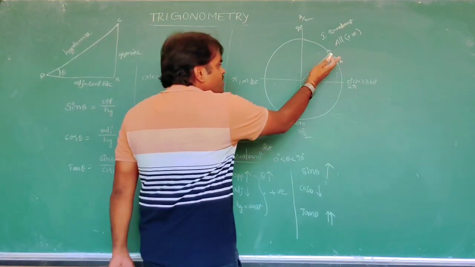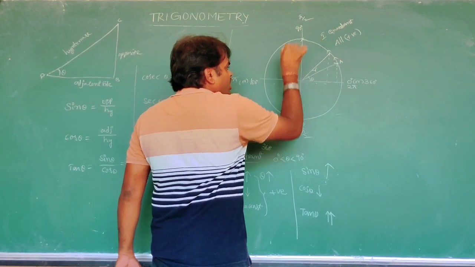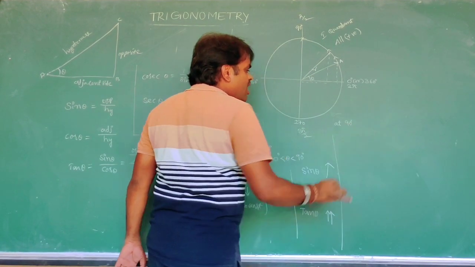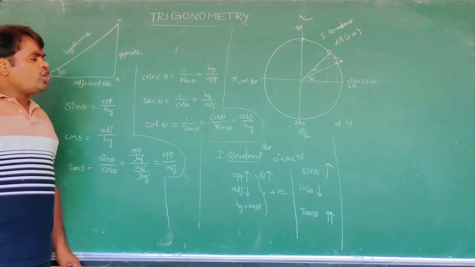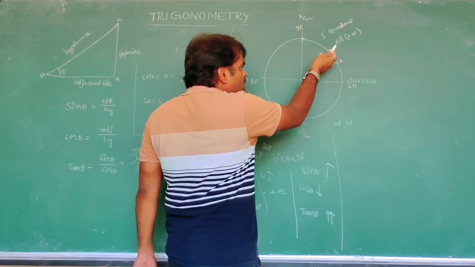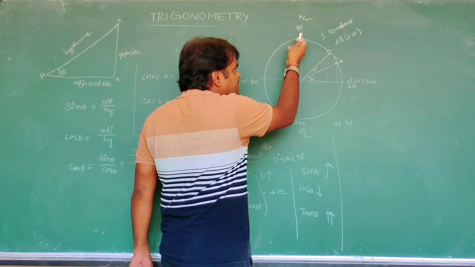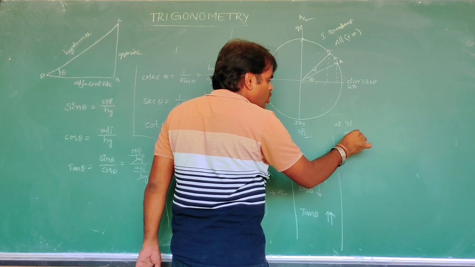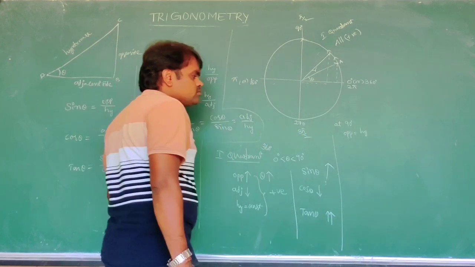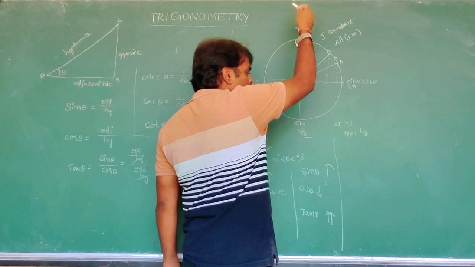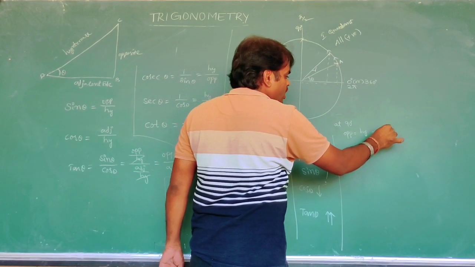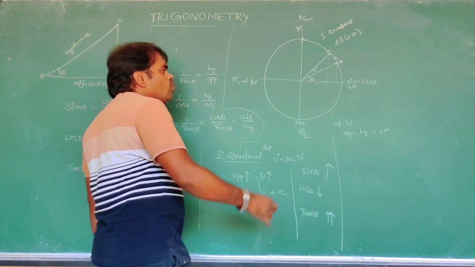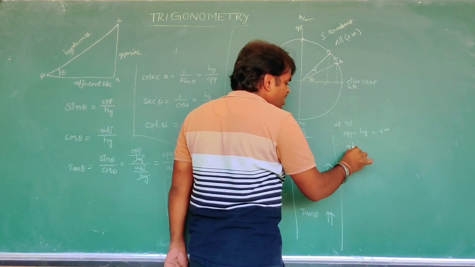Now it is going toward 90. What about at 90 degree? At 90 degree, what happens? You see, the opposite side coincides with the hypotenuse. The opposite side is equal to the hypotenuse, and it is on the positive y-axis. The opposite side is positive. What about the adjacent side? The adjacent side is 0.